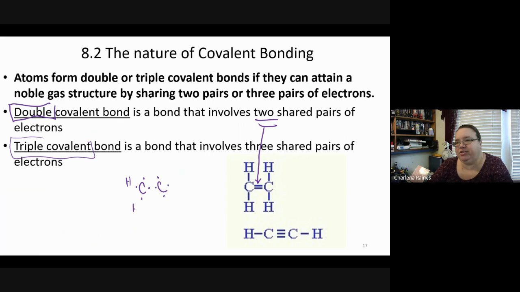I'm going to move the H's just so I can easily connect the dots. So we can see that carbon is sharing 2 pairs of electrons. That is that double bond. And each hydrogen is sharing 1 pair of electrons. That's that single bond.